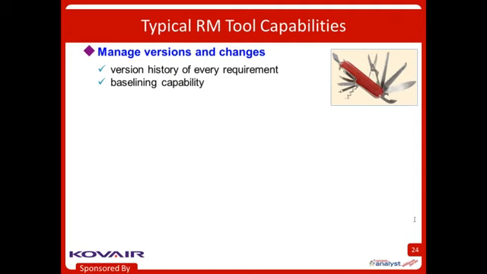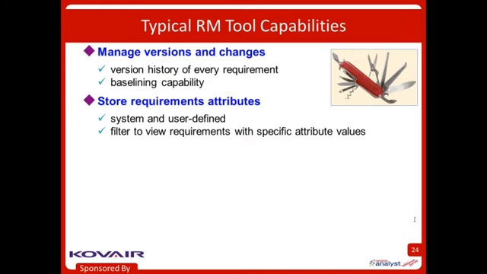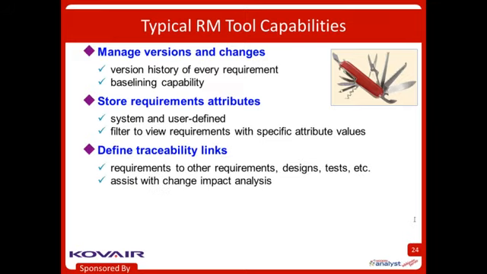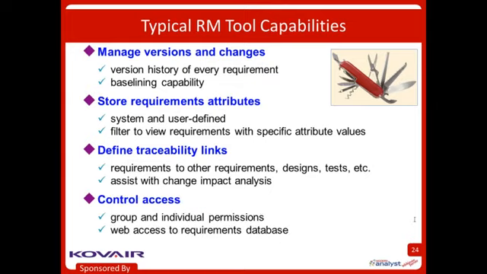But typically they will help you manage versions and changes, so you can maybe maintain a version history of every individual requirement and define baselines as sets of those requirements. They might let you store requirement attributes, as we discussed. This is a way that you can define these traceability links to connect requirements to other requirements and to other kinds of components, which helps greatly with change impact analysis. And they usually have some kinds of access controls, so you can set permissions so that only certain people can make certain kinds of changes.